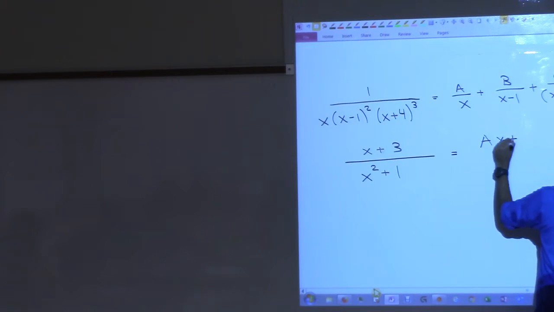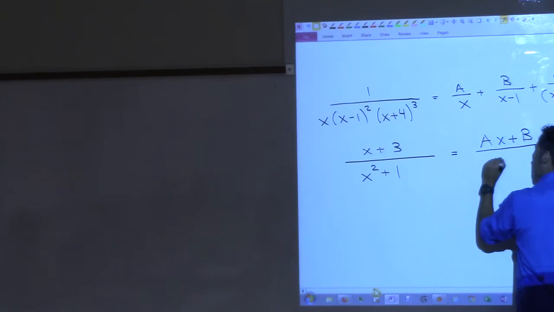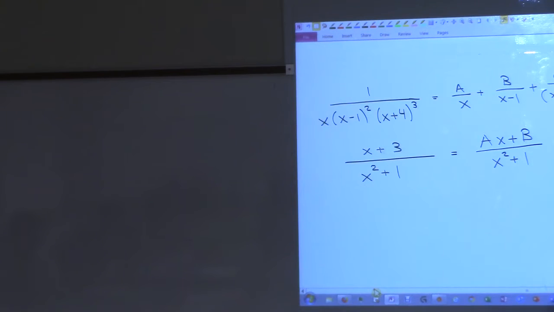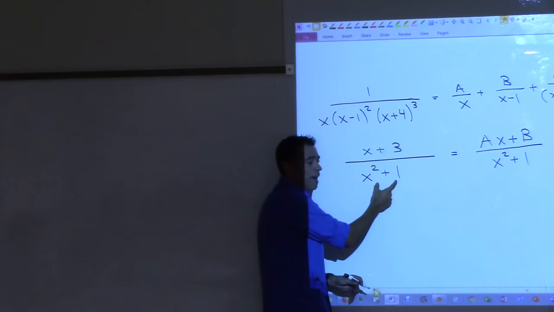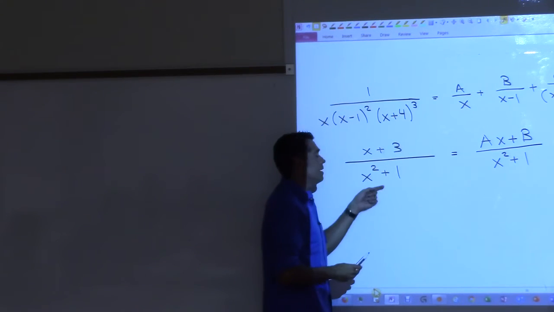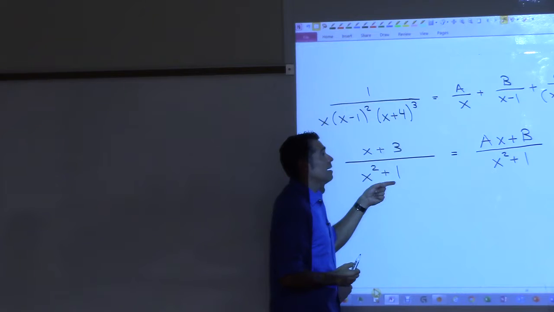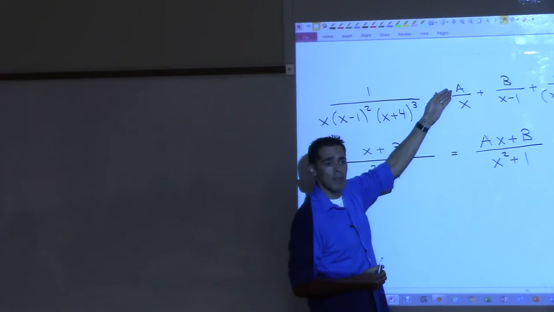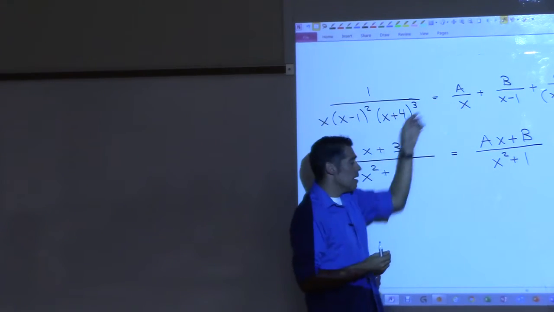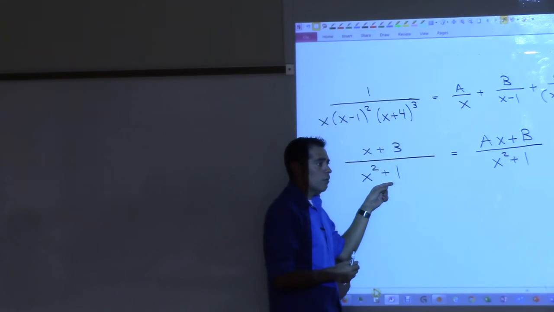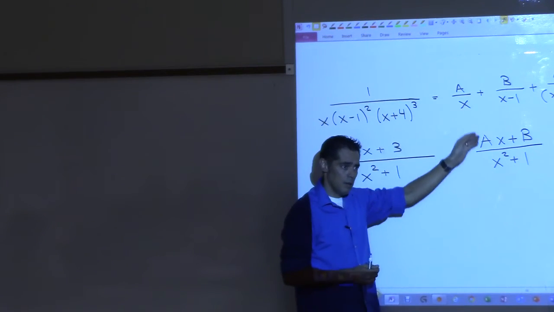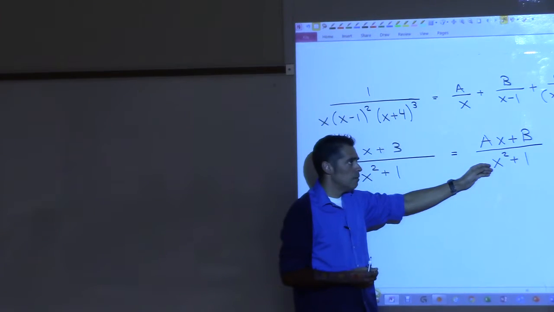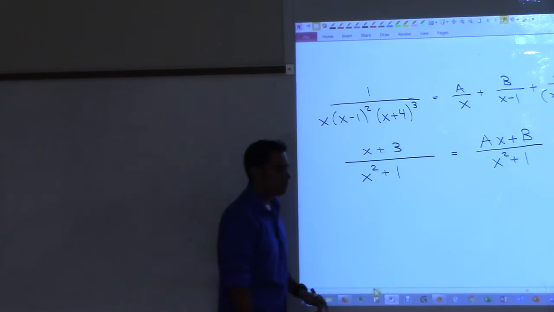So anytime you have a quadratic down here that's irreducible, that can't be factored, instead of doing a constant over linear, if we have an irreducible quadratic, what we do is we put a linear expression over the quadratic. Linear over quadratic. What if we had this?